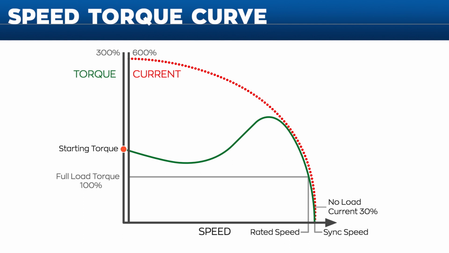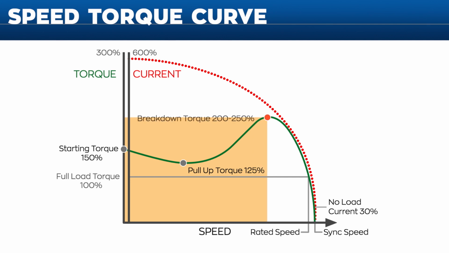Looking at this example of a speed-torque curve, we can expect the starting torque to be about 150% of rated torque. Pull-up torque is the amount of motor torque available as the motor accelerates toward its rated speed. If the motor's pull-up torque is less than the amount required to accelerate the load, the motor will never reach its rated speed. As the motor continues to accelerate toward its rated speed, it encounters its breakdown torque. Breakdown torque is the greatest amount of torque a motor can generate.